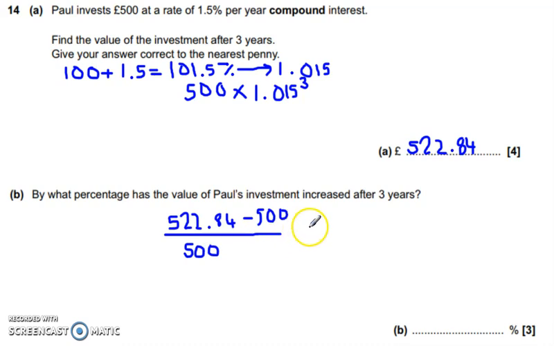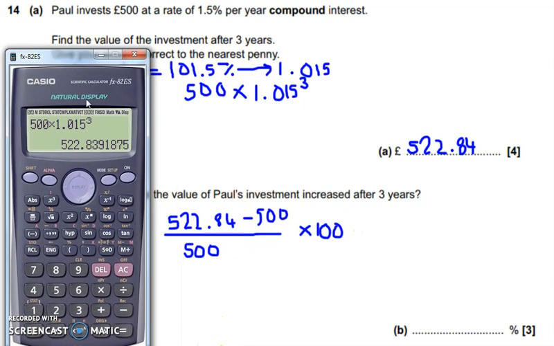And then because we want it as a percentage, we're going to times this by 100, because remember, percent means out of 100. Okay, so just as a recap, we're taking how much money he has at the end of the 3 years, and we want to find how much that's increased by. So we're taking away his original amount, so that's how much money it's increased by. We then divide it by the original amount, and then we times it by 100, so it gets into a percent. So again, let's use our calculators to clear this.